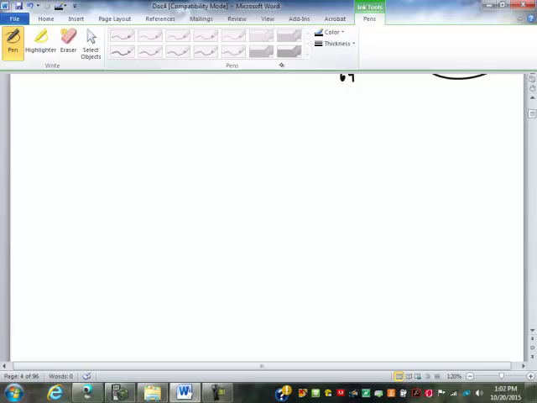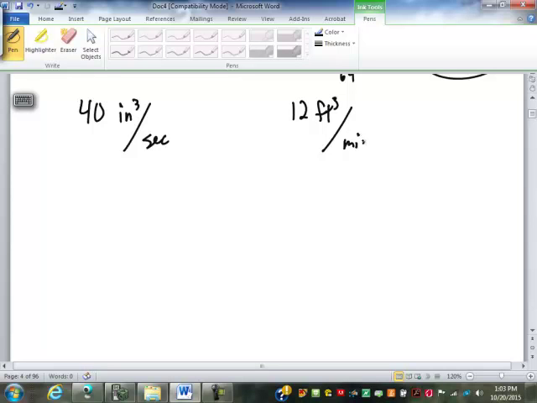Let's say you have a pump on a job site. You've got a basement that floods, and you're going to pump it out, and you have a pump rated at 40 cubic inches per second. Is that a good pump? Let's say your buddy has one rated at 12 cubic feet per minute. Which one's better?